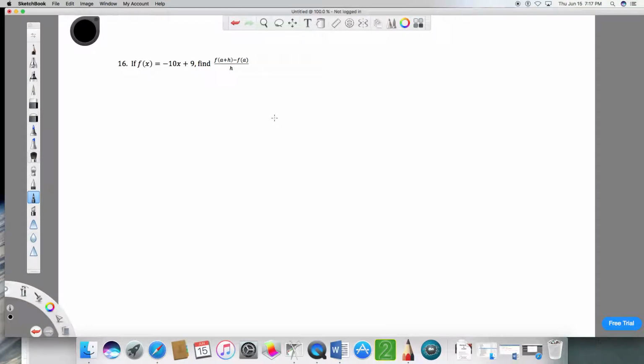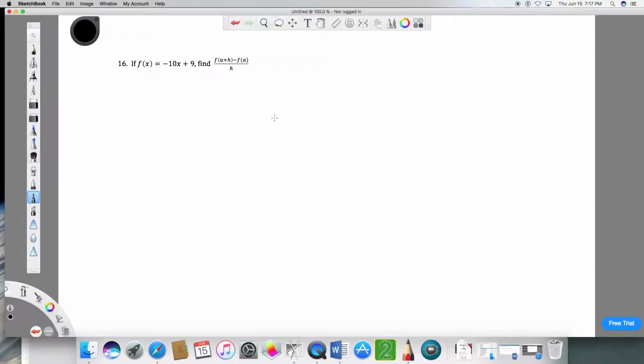Let's take a look at this problem. They give us a function f. This function f is a linear function. F of x is equal to negative 10x plus 9. They're asking us to define this ratio, and this ratio is called a difference quotient.